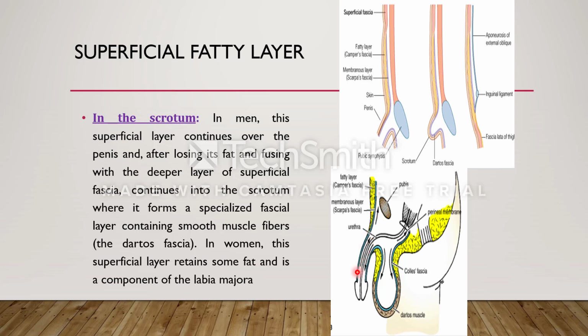In the penis it will disappear, and in the scrotum it will be replaced by one smooth muscle that is named as dartos muscle, and the fascia over that dartos muscle is named as dartos fascia. In women, this superficial layer retains some fat and is a component of the labia majora. But in males, this fat will disappear in the penis but be replaced by the dartos muscle in the scrotum.